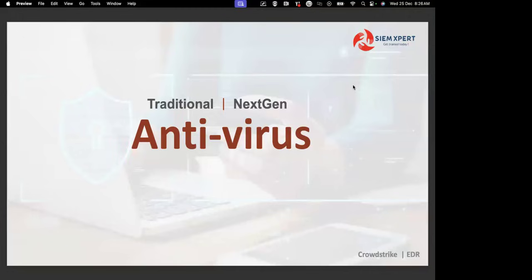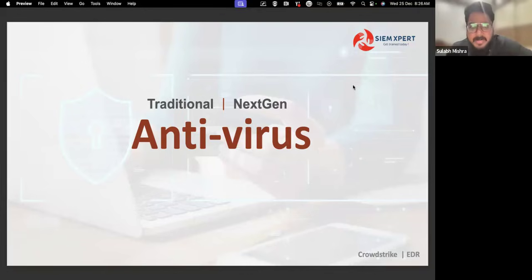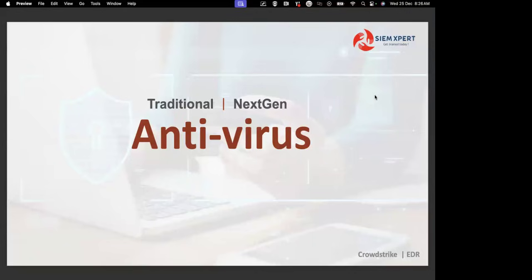In addition, antivirus does real-time scanning of files before downloading. Could you please repeat that? I didn't quite get you. I said antivirus does real-time scanning of files before installing them on the endpoint.